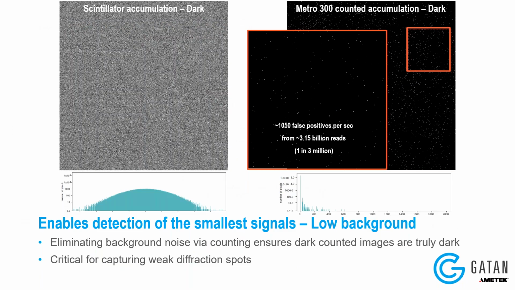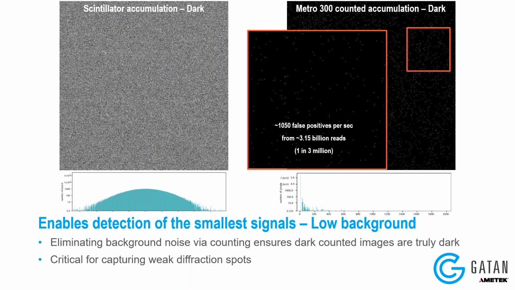So what does this look like in practice for a diffraction pattern? Here I'm showing very long exposure dark images. So these have no beam, no real signal. And so ideally, you would want these to be exactly zero, completely black and every pixel exactly zero.